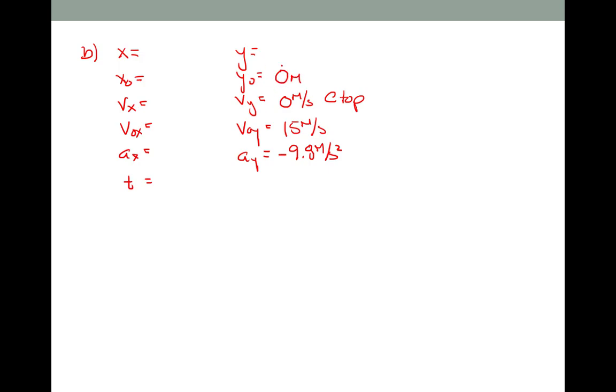Initial vertical position is 0. And the final height, y, is what we want to know. Due to symmetry, we can put in the 1.53 seconds for time.